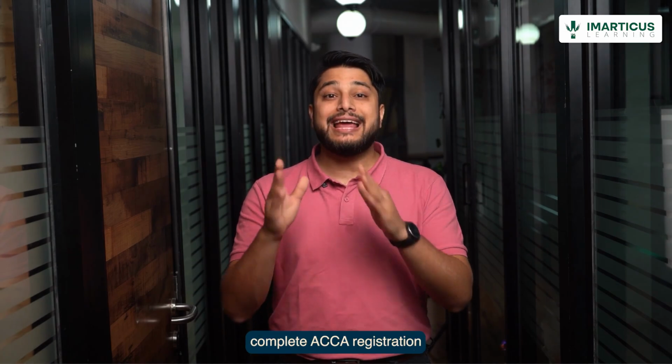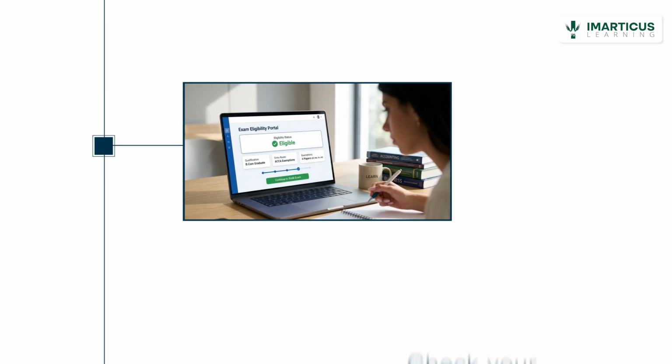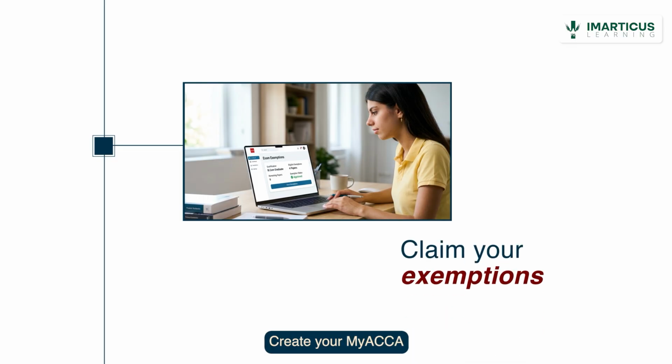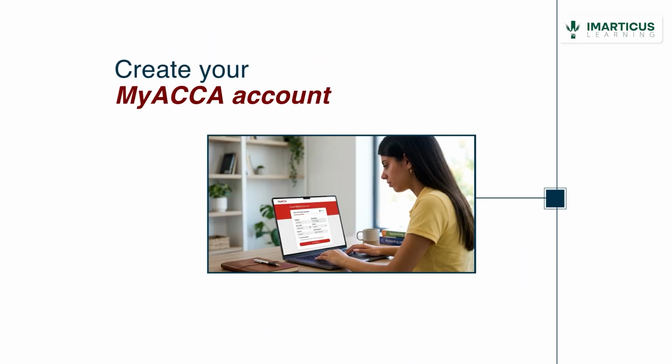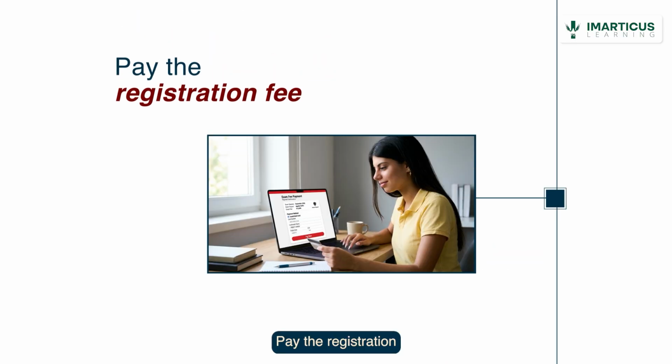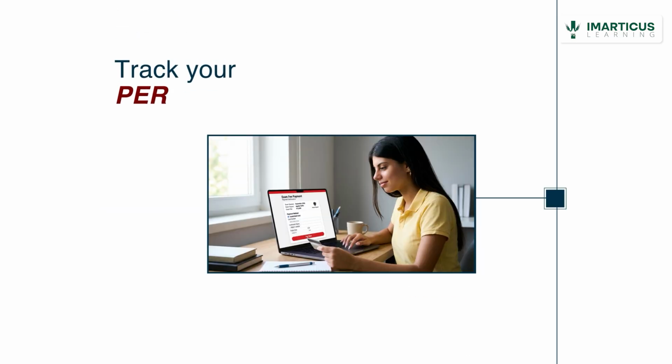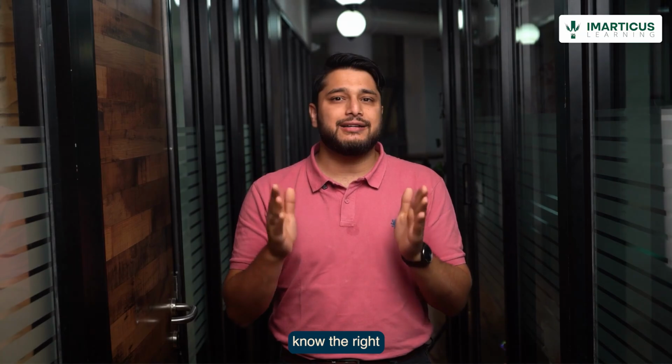So that's the complete ACCA registration process. Check your eligibility. Choose the right entry route. Claim your exemptions. Create your myACCA account. Upload your documents. Pay the registration fee. Book your first paper and start tracking your PER. Simple when you know the right sequence.